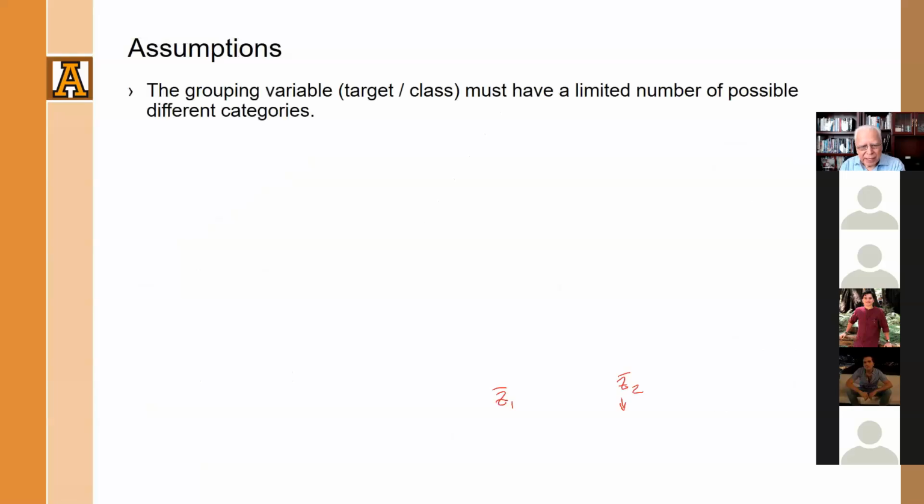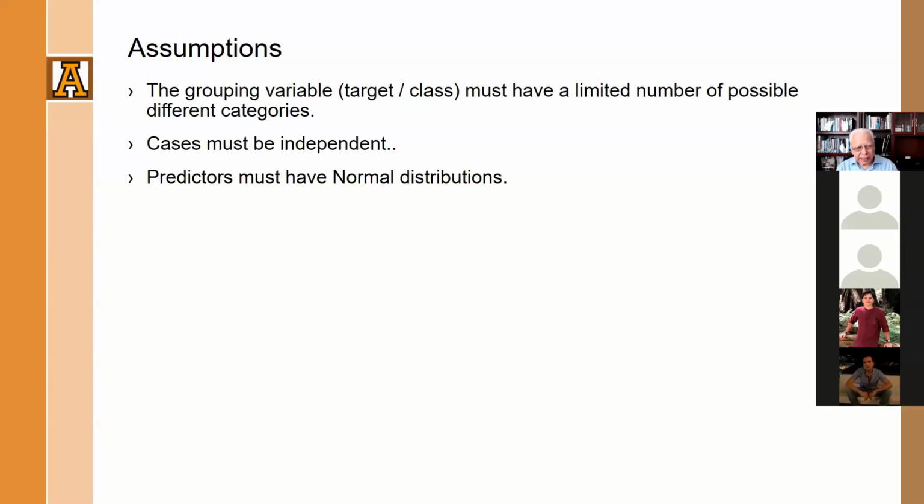Now the assumptions. Of course, the grouping target must have a limited number of different categories. I have to have 2 categories, 3 categories, 4, and so on. They usually will be a small number of categories. The cases must be independent. Each observation must be independent. That's another assumption that we need to make.